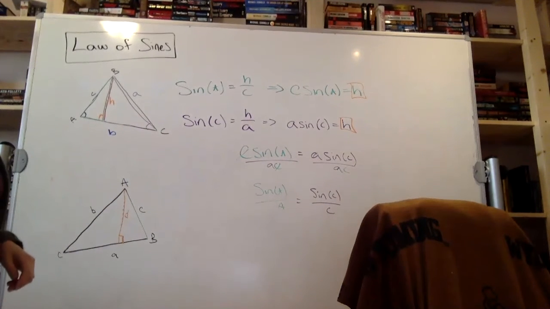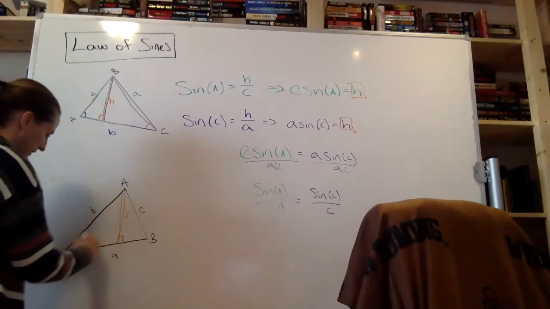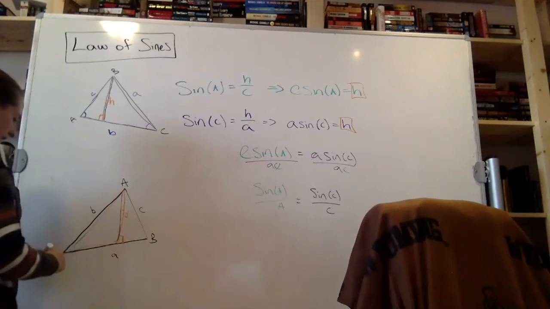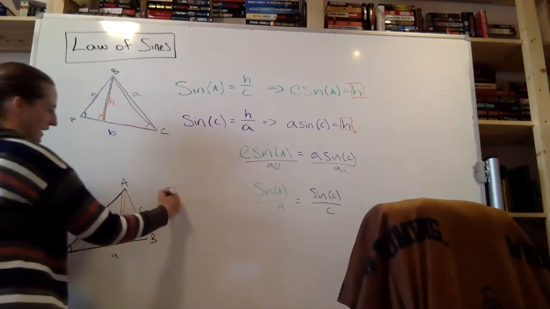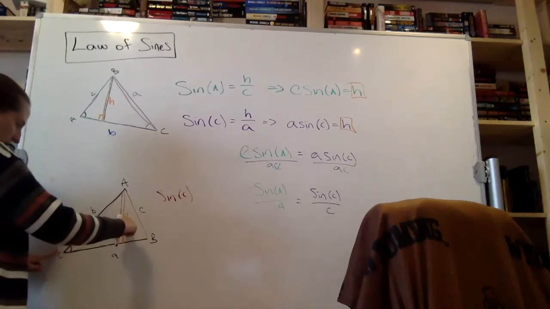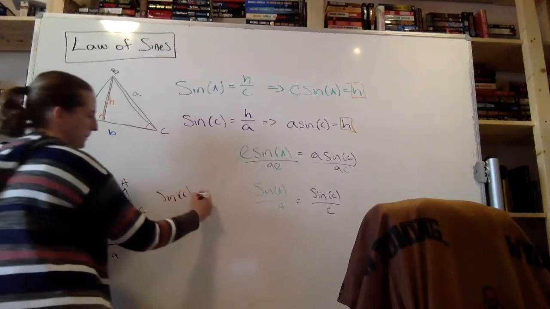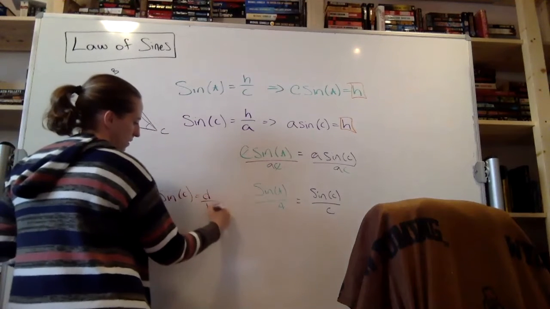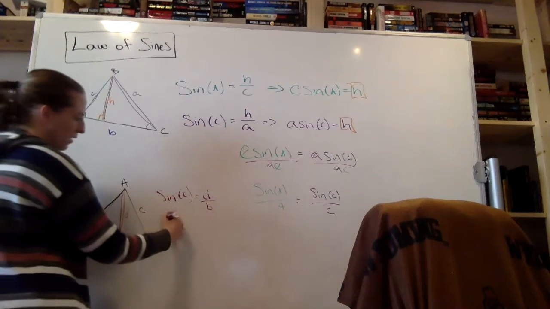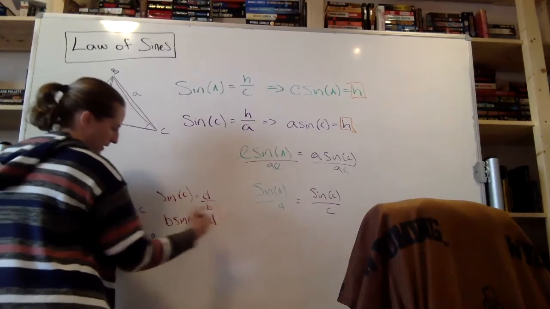Let's look at this right triangle here. If I want to think about the sine of C, well, sine of C is opposite over hypotenuse. In this case, sine of C is going to be D over B, which means if I move my B over, I get B sine C equals D.